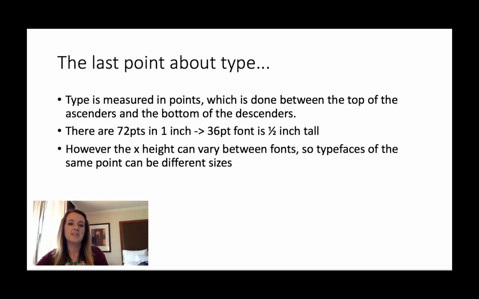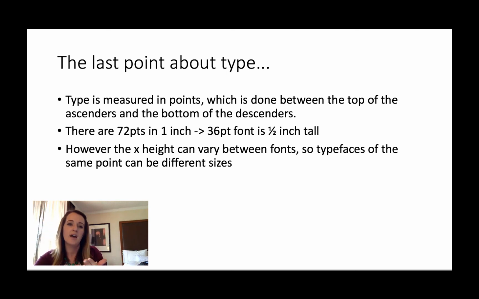So the last point about type. Aha, this is going to be a pun. Type is measured in points, which is done from the top of the ascender to where the bottom of the descenders live. So the very top to the very bottom is how we figure out what point it is.